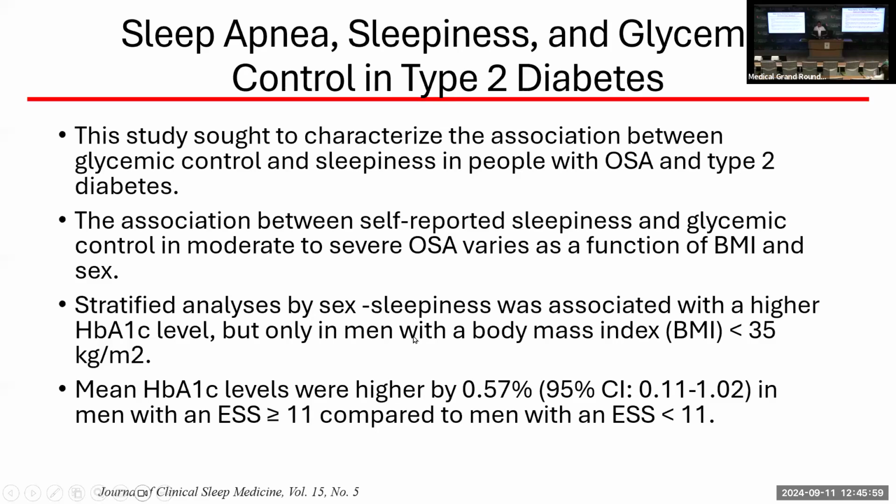So when they stratified by sex, sleepiness was associated with a higher HbA1c level, but this finding was clinically and statistically significant only in men with a BMI of less than 35. They also found that the A1c levels were higher by about 0.5% in people who reported an Epworth sleepiness scale of more than 11 compared to those who had a lower sleepiness index.